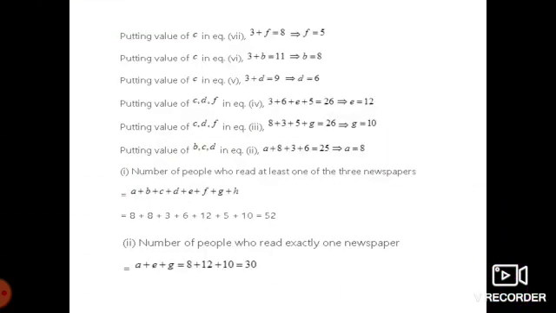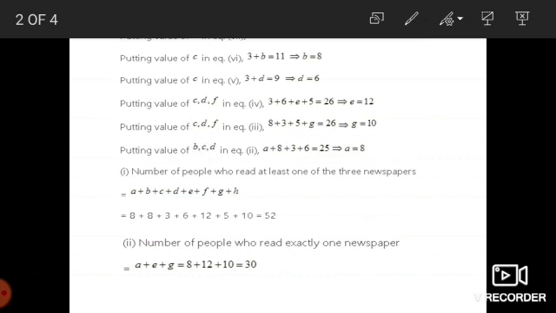See, number of people who read at least one of the 3 newspapers, totally you have to add and you will be getting 52. Number of people who read exactly one newspaper, that is 8 plus 12 plus 10. From the Venn diagram you can write it.